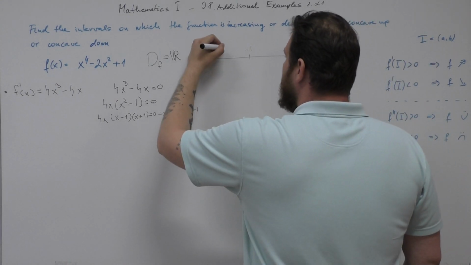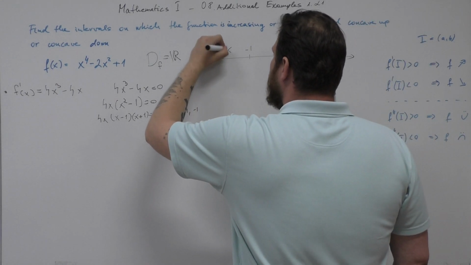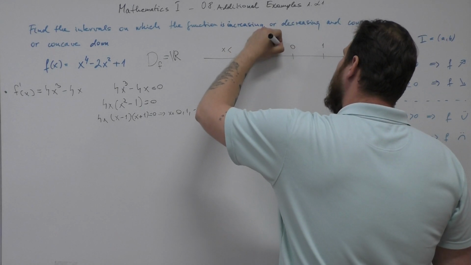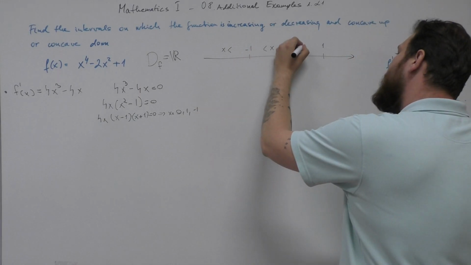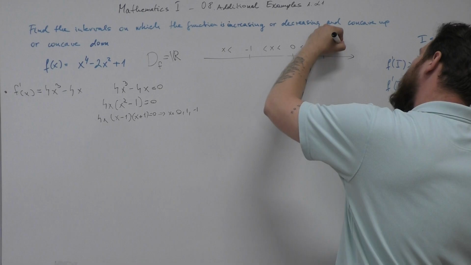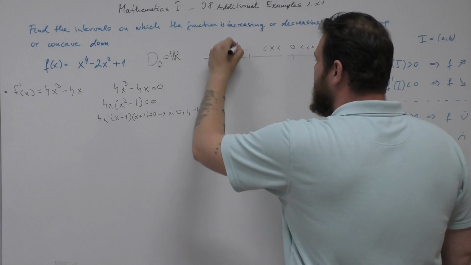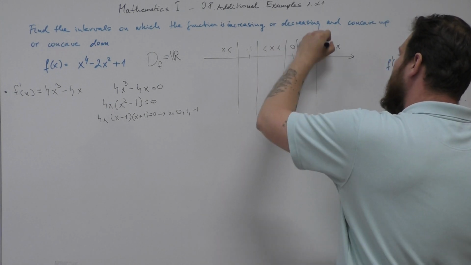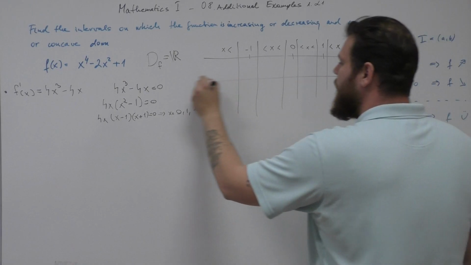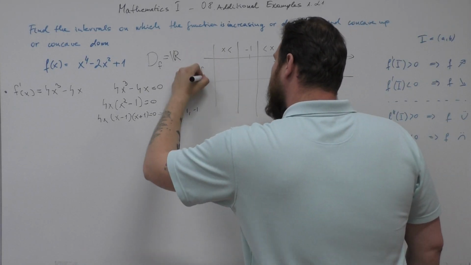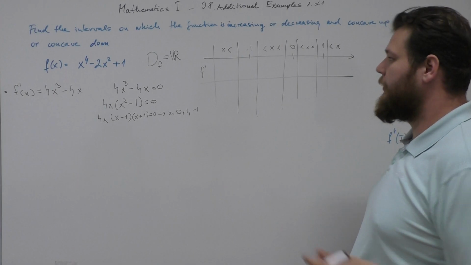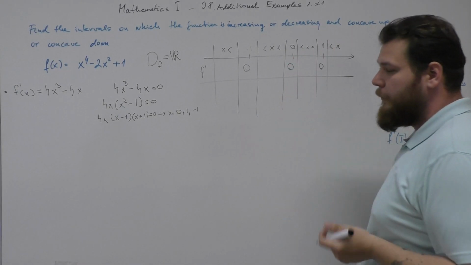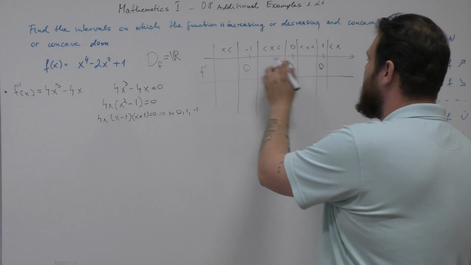So we have intervals like here is x smaller than negative 1, here is x between negative 1 and 0, here is between, and here is greater. So we get the table like this. Now we know that our derivative function in these points are zeros, and we have to find the signs in these intervals.